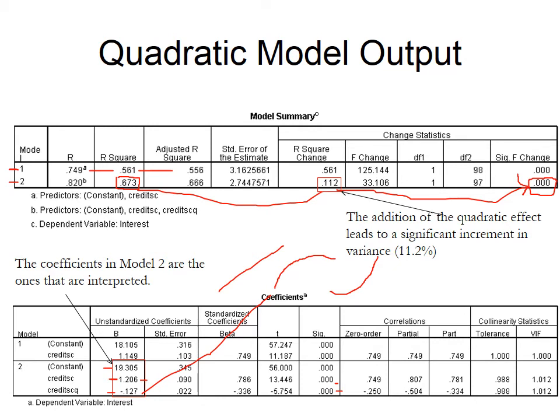In the second model, we see our R square, and now, allowing the line to curve by putting in that square term, our R square goes up to 0.67. That's an increase of exactly 0.112. So we see an R squared change of 0.112, so we're explaining 11.2% more variance in interest by adding this squared term.